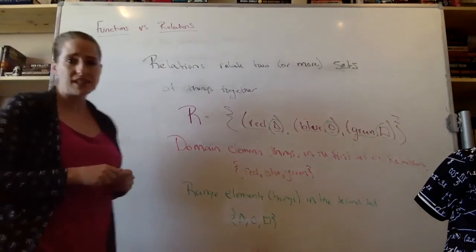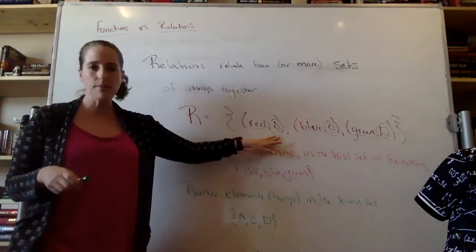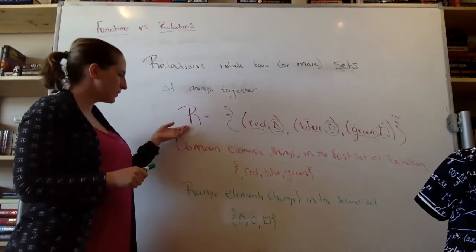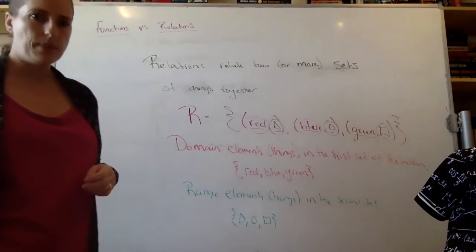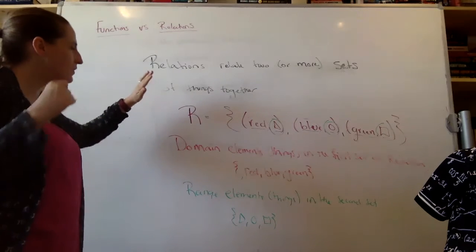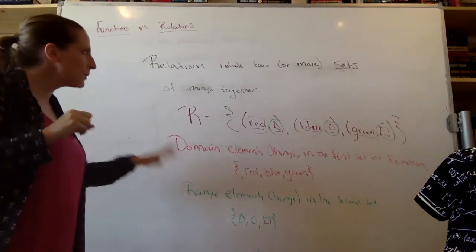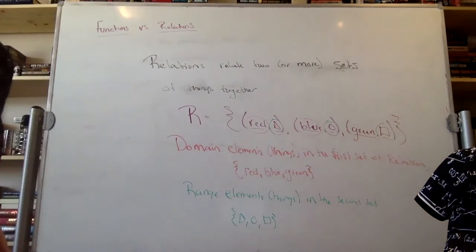Now, oftentimes in math, we're not going to be relating things like colors and shapes. We're going to be relating numbers, right? And we're going to relate those through a relation or a function. All right, so let's look at another example. I'm going to pause and put another example up here. Then we're going to see if we can think about what things are in our domain, what things are in our range, and then we're going to talk about what's the difference between a function and a relation.